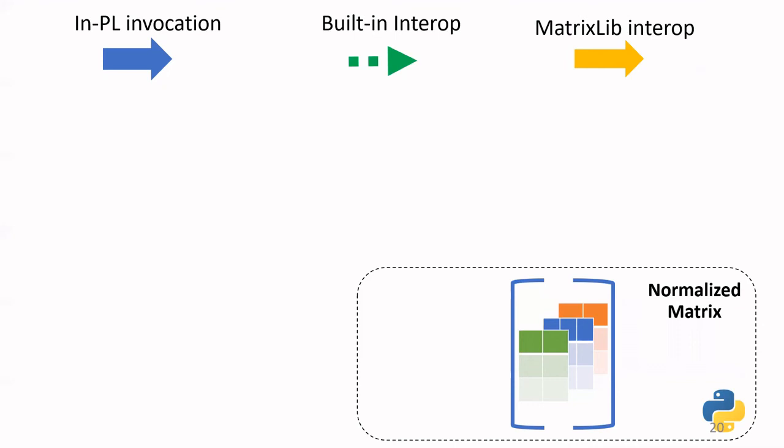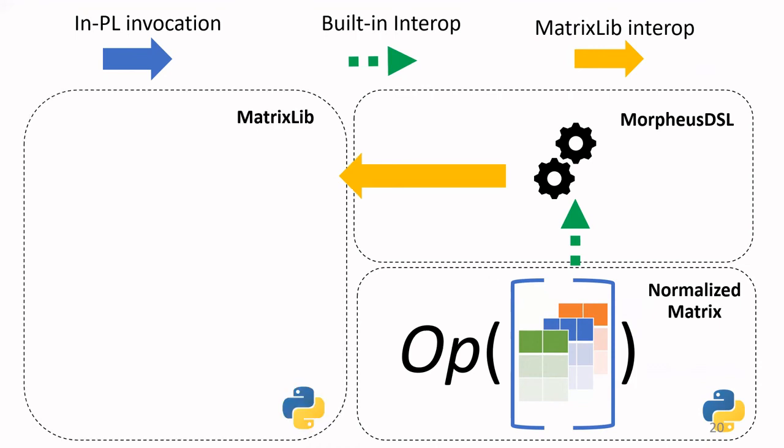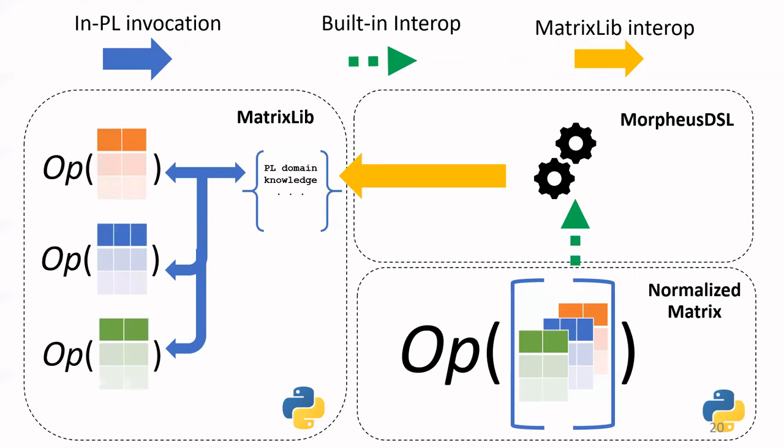And when the algorithm wants to perform a linear algebra operation over this abstraction, GraalVM's interoperability features allow us to invoke the corresponding rewrite rule from MorpheusDSL. MorpheusDSL then generically rewrites the operation to work over the base matrices using Matrixlib. Finally, Matrixlib adapters then further optimize the rewrite rules using programming language-aware domain knowledge that optimize each operation further. And there you have it, the flow of a simple rewrite rule with Trinity.